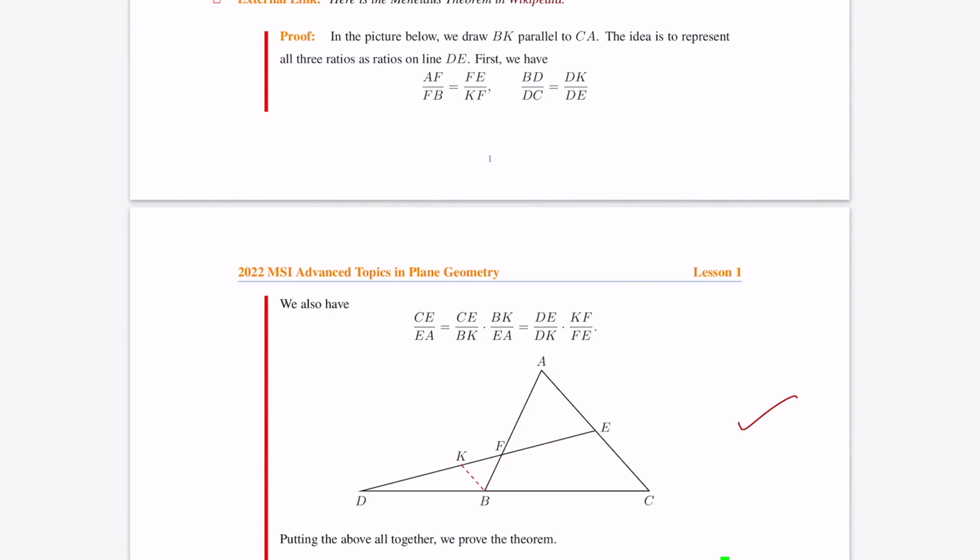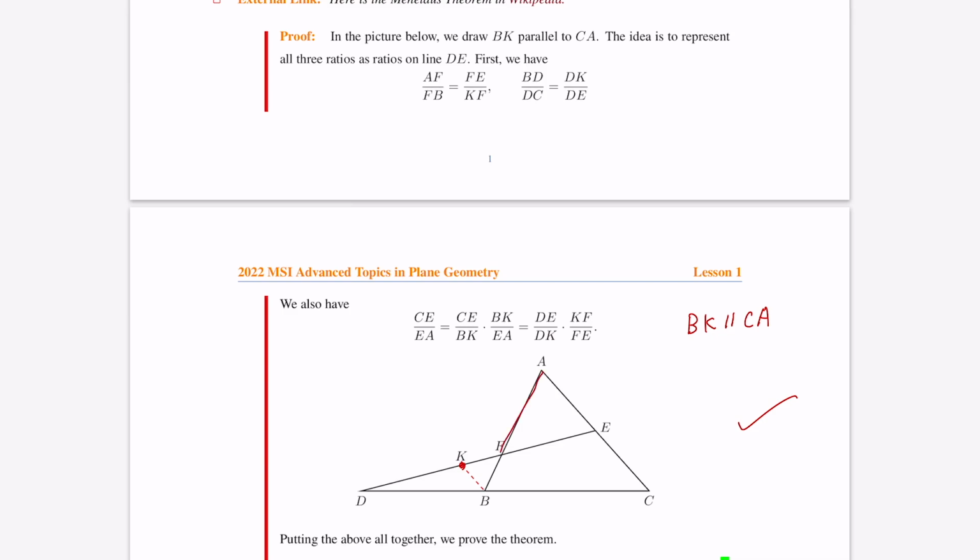We can draw a parallel line starting from B. Let's draw a parallel line which we call BK, which is parallel to AC. K is a point on the line DEF. So let's first assume that D, E, F are collinear, on a straight line. We draw the parallel line BK so that it hits the line DEF at the point K. This simple additional line will help us convert all the ratios onto the line DEF. Let's see how this works.